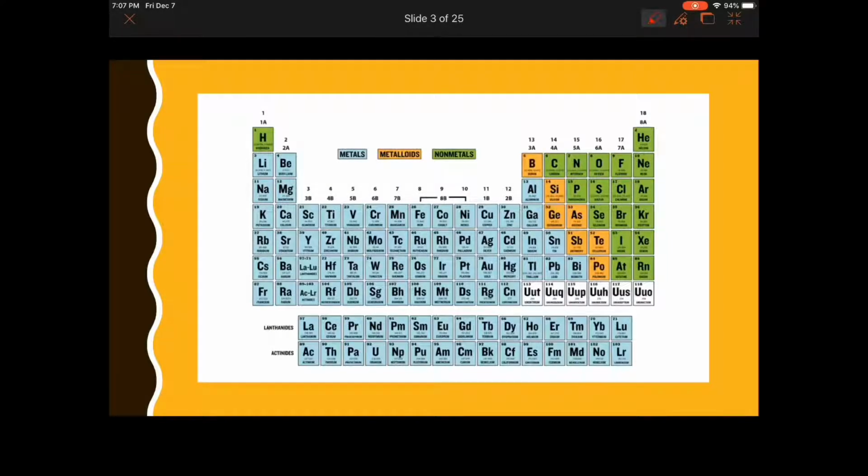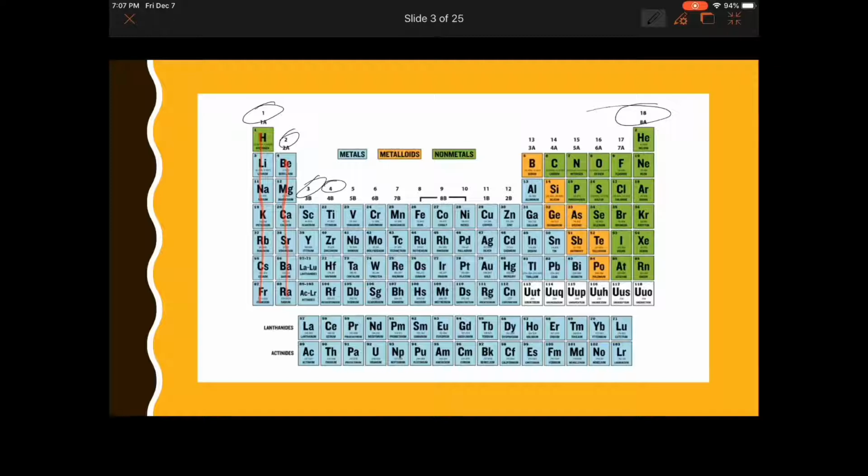So let me show you what I'm talking about here. When I'm talking about groups, I'm talking about these ones, the ones that are moving up and down as you're moving across the periodic table. And if you're looking at the top of the periodic table, these have numbers, and you can see that these numbers are moving 1 through 18.